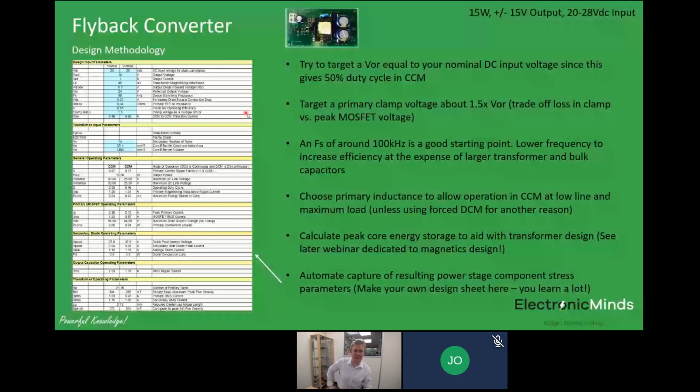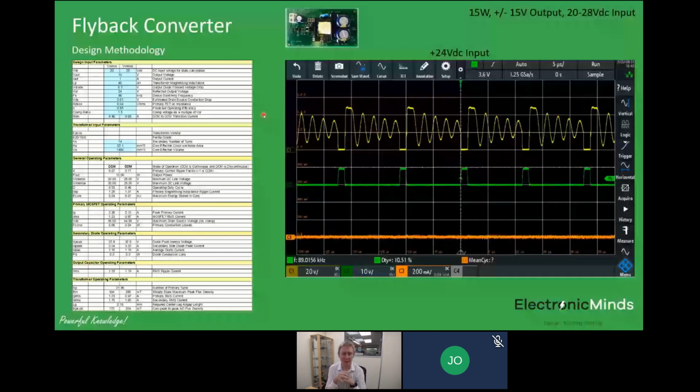This converter, I thought it'd be quite nice to put it on the bench in the lab and just show you some real operating waveforms here. So on this plot here, it's a video which I'm going to play shortly. The yellow trace here is the drain to source voltage across the MOSFET, which I've already described to you. It's that waveform that you can see here.